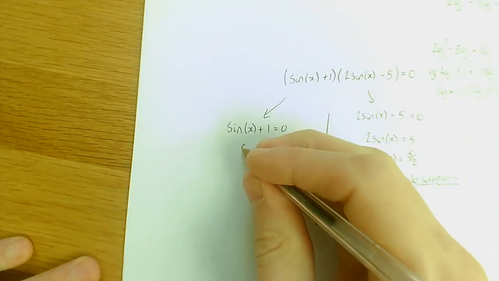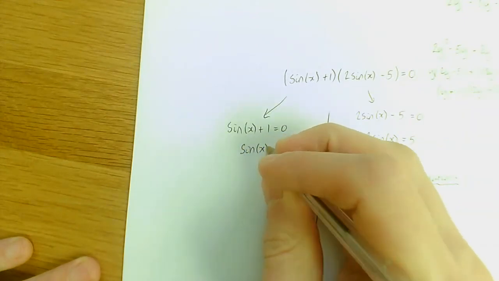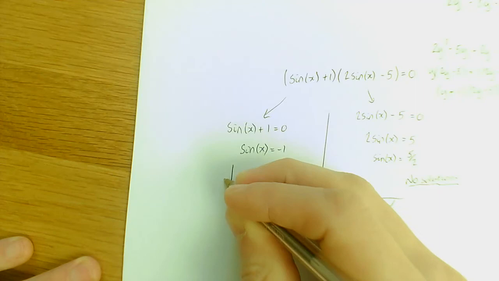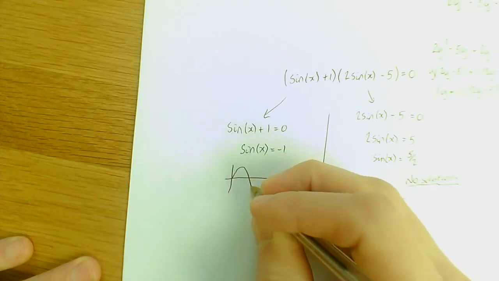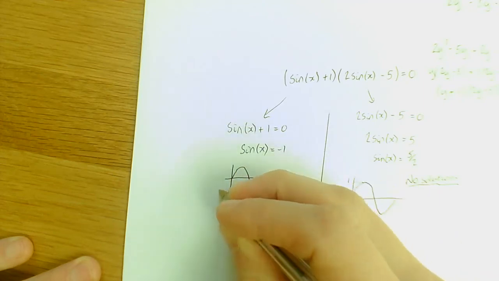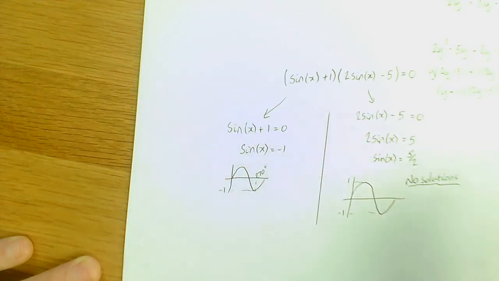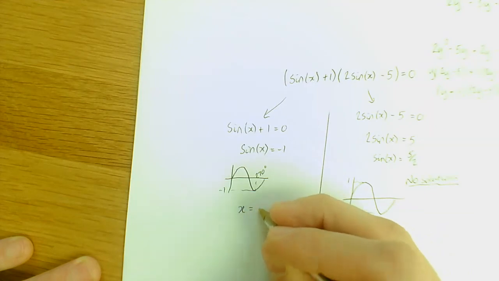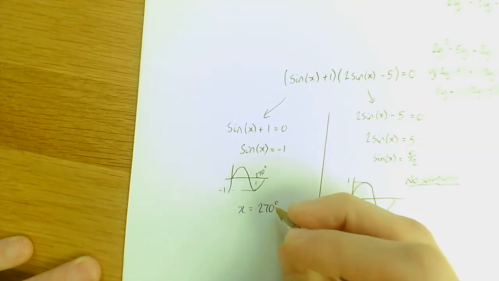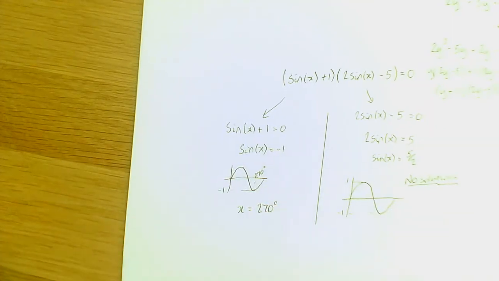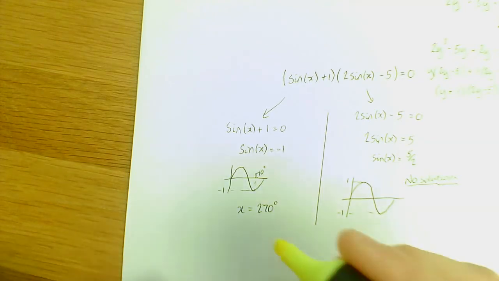This side, we get sine x equals -1. Using our sine graph, when are we at -1? Well, it's here when we are at 270 degrees. So the only solution between 0 and 360 for this equation is x being 270 degrees.